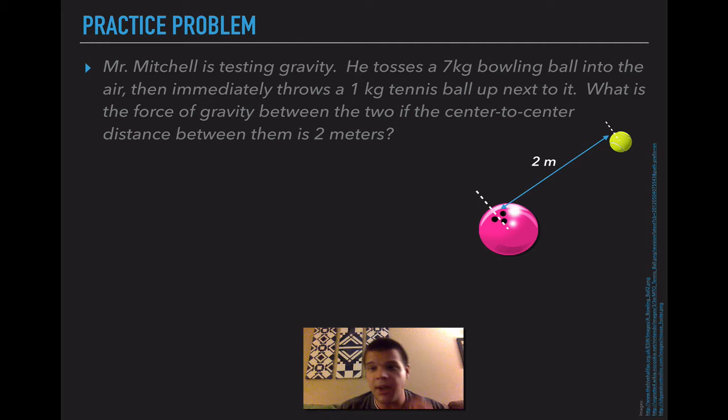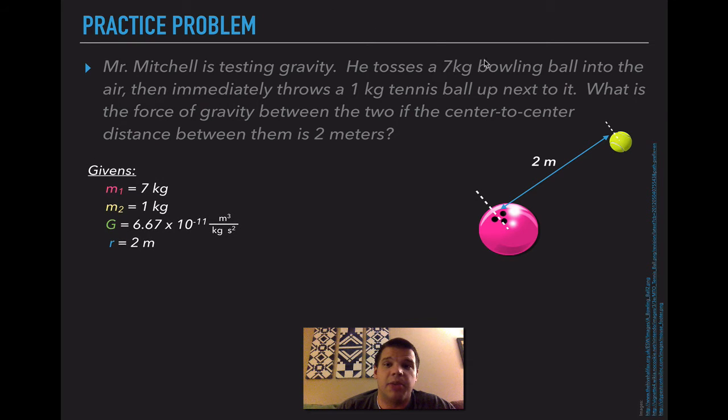So as we did in physical science, the first step is always going to be to identify our givens. So we recognize that the bowling ball has a mass of 7, so we write that down, mass 1. Mass 2 is the tennis ball, that's 1 kilogram. And then the gravitational constant is always the same value, 6.67 times 10 to the negative 11th. And the radius or distance between the two is defined as 2 meters.